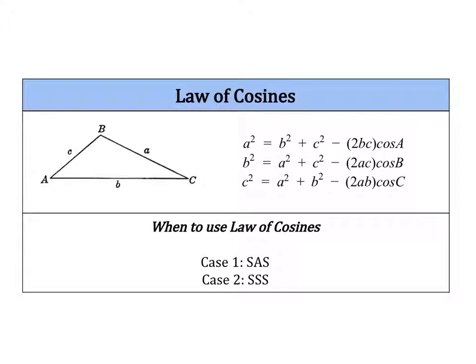So there are 2 times when we will use the law of cosines. Case 1 is when we are given side, angle, side, so 2 sides with an included angle. Or when we are just given 3 sides.